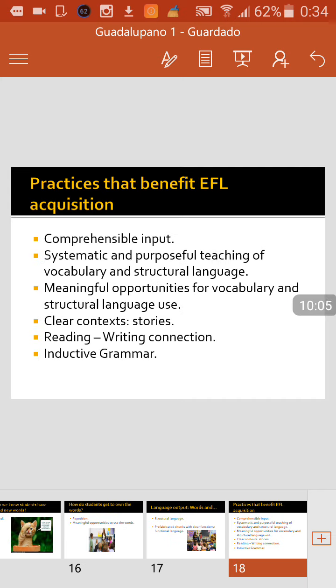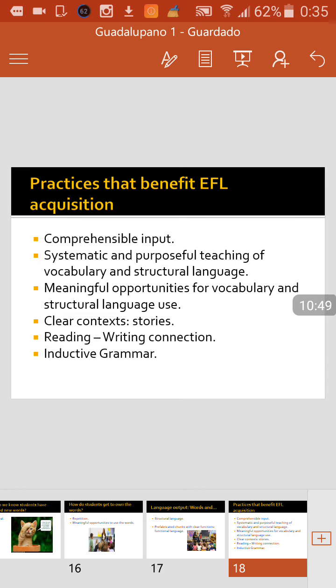So in a nutshell, which are the practices that benefit EFL acquisition? Comprehensible input. Teachers need to remember to make themselves understood and to present students with comprehensible material. Systematic and purposeful teaching of vocabulary and structural language. That is to say, presentation, always in a context, practice, because practice makes perfect, and then of course, application, giving students several meaningful instances where they can put everything to the test. And then of course, opportunities to use vocabulary and structural languages. The more students use them, the more chances they have to internalize them.